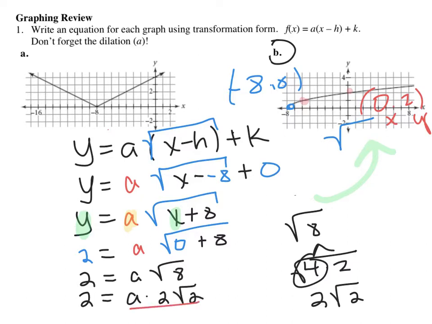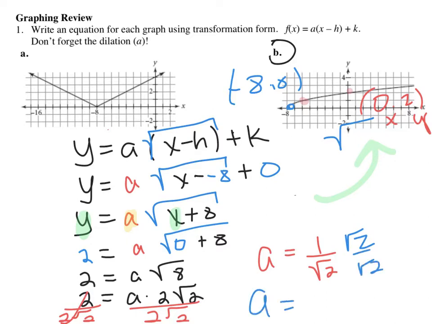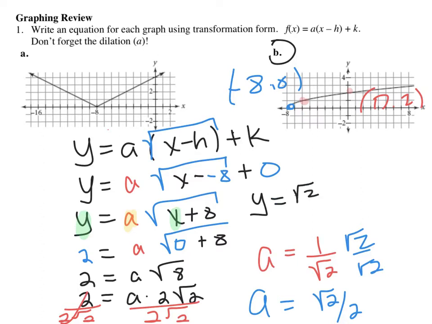We need to get a by itself, so we're going to divide both sides by 2 root 2, which makes this lovely. So that gives us a final answer of a equals 1 over root 2, and if we rationalize that, a equals root 2 over 2. So you can write the final answer as y equals root 2 over 2, or you can use a decimal, times the square root of x plus 8.